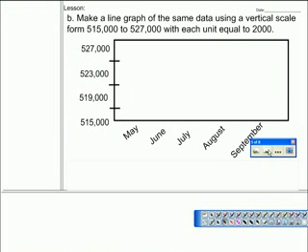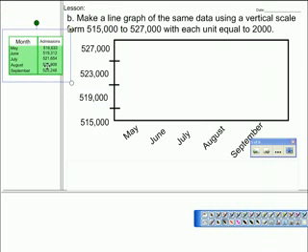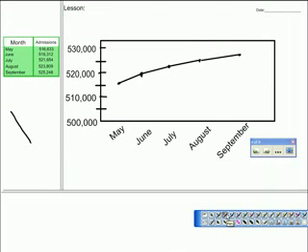Now we're going to make a line graph of the same data. So here's that same data. But instead we're going to use a vertical scale from 515 to 527. So what am I doing? What did I do with these numbers over here? And each unit is going to be equal to 2,000 now. So what am I really doing? I'm taking this scale and just looking at it from 515,000 to 527,000. So I'm only looking at that segment, aren't I? It would be like looking at a picture and zooming in on it, correct?